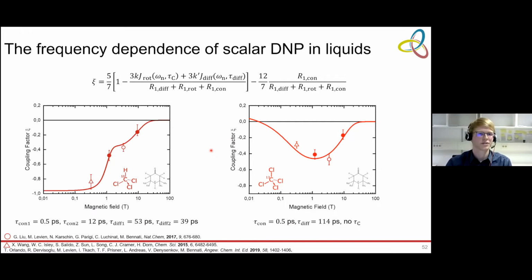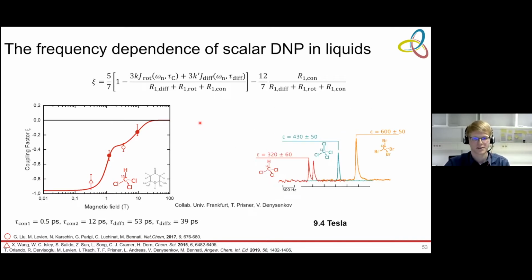We can then also do this for chloroform, where we need 2 of these contact times, one which is responsible for the high efficiency at low field that decays rather early, and then a second one that survives longer, which is also 0.5 picoseconds and is responsible for the efficiency at high magnetic fields. So this tells us it works at high magnetic fields.